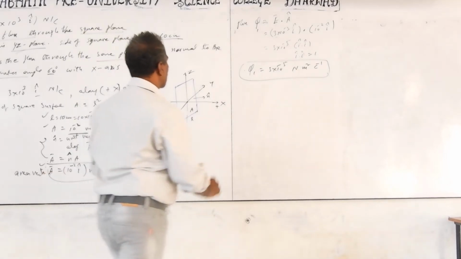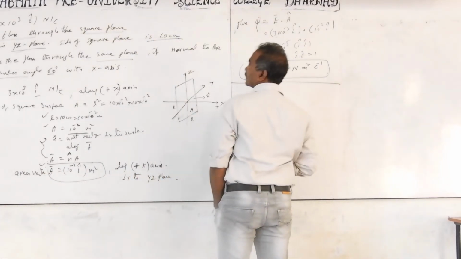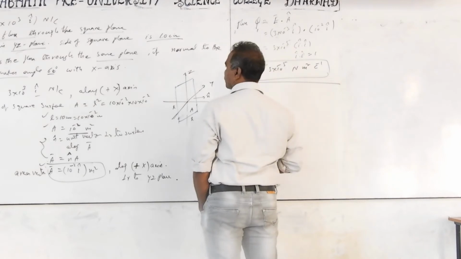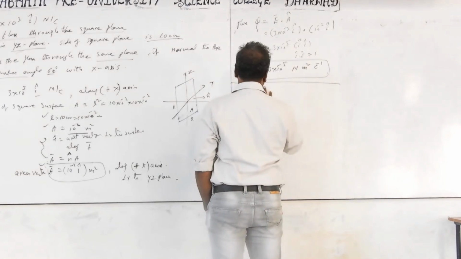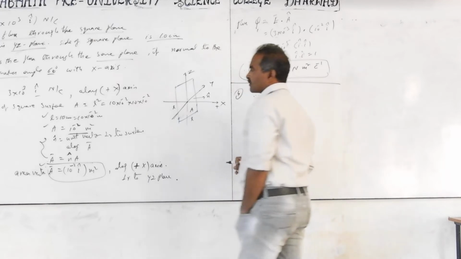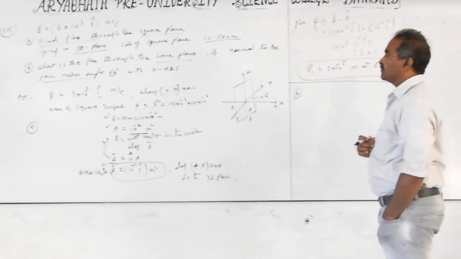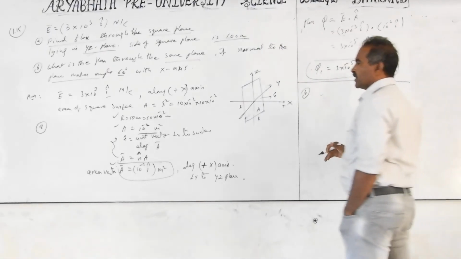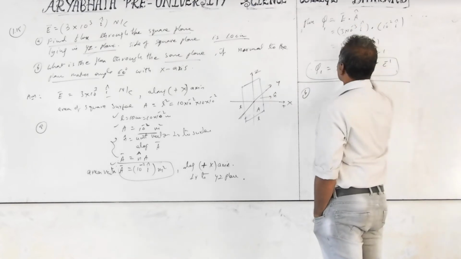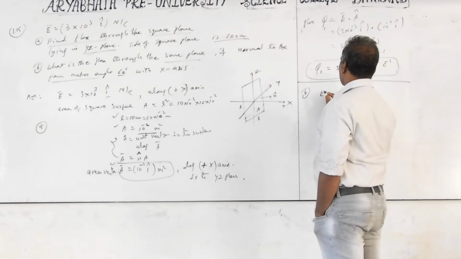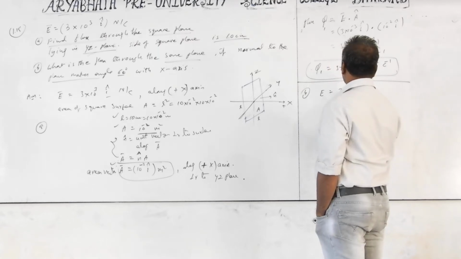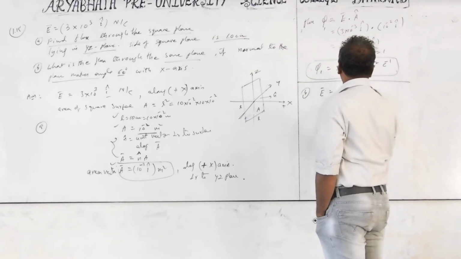This is the A bit and the B bit. It is the same square plane, but the area is given as making some angle. Since the angle is directly given, we can take the component, or we can directly go for EA cos phi. E is equal to 3 into 10 to the power of 3 into I cap Newton per coulomb, again along the x-axis.